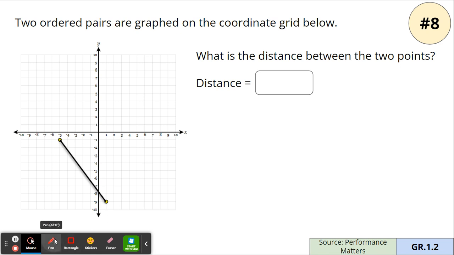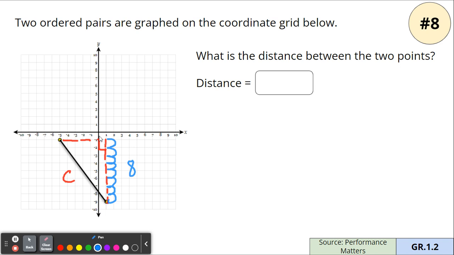Two ordered pairs are graphed on the coordinate grid. What is the distance between these 2 points? As you can see here, if we draw a right triangle, the distance that we talk about here, this is our right angle, is our hypotenuse. Counting our vertical distance, you got here 1, 2, 3, 4, 5, 6, 7, 8. The horizontal, 1, 2, 3, 4, 5, 6. So our A is 8 and our B is 6.